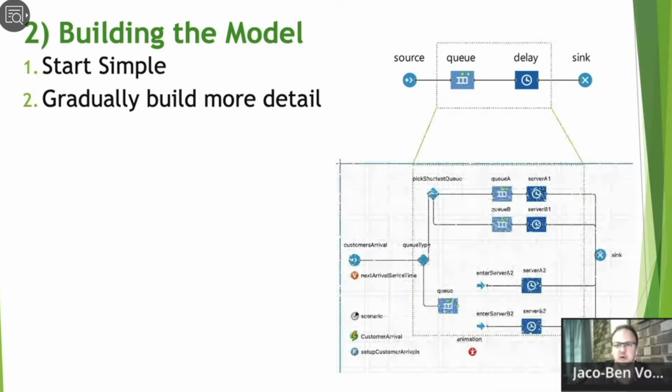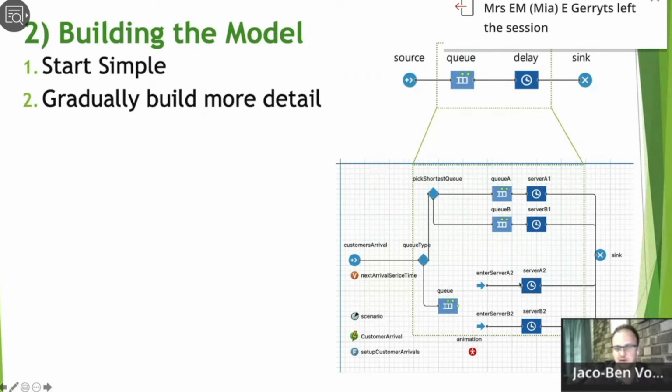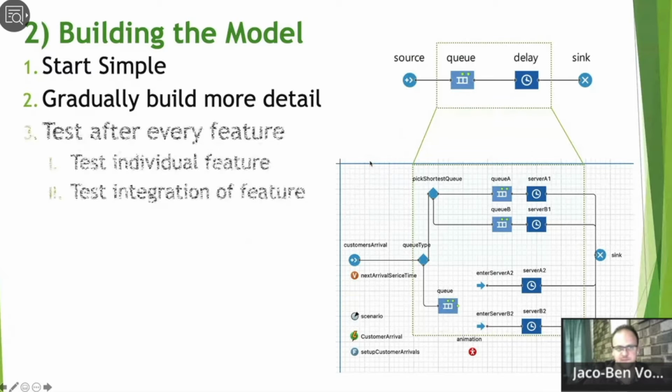And then we gradually build in more detail until at some stage we've got customers arriving, and we've got what queue type are we currently simulating? Are we doing multiple queues per server, or a single queue for every server, right? And we still have our sink and our original source block.